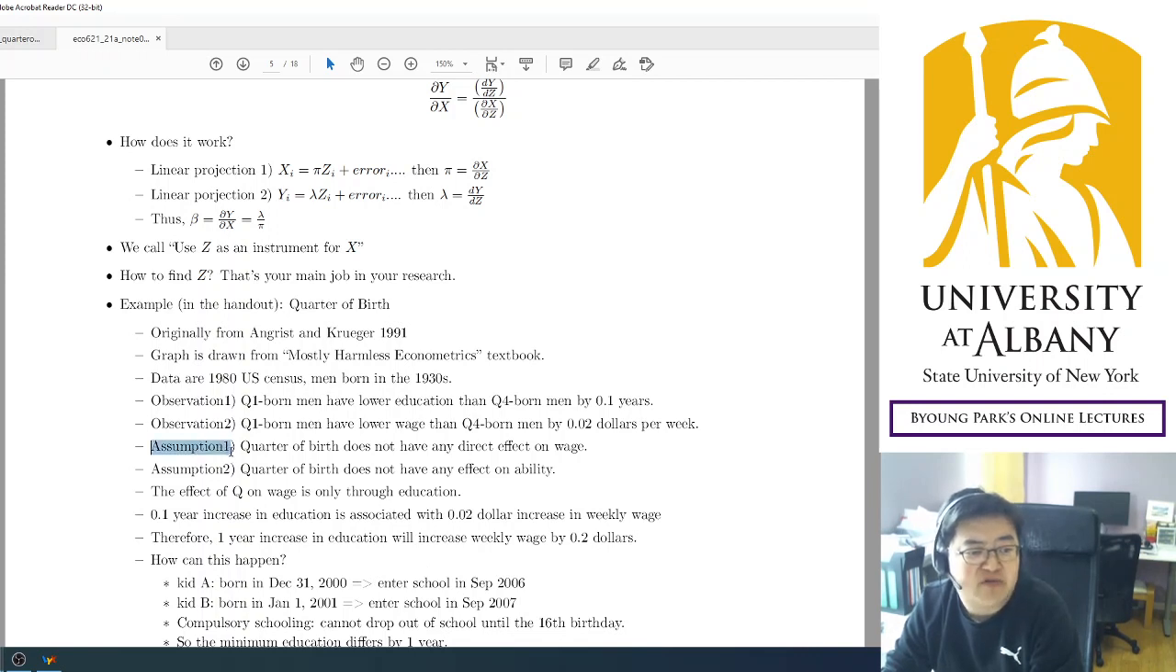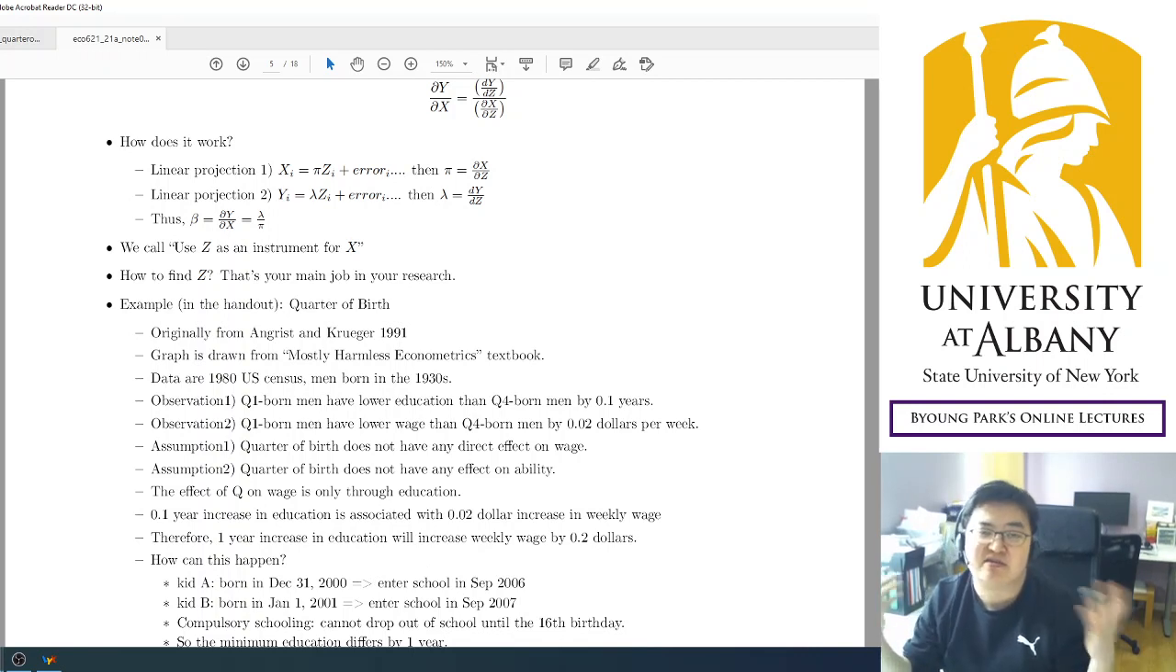The first assumption I would make is that quarter of birth does not have any direct effect on wage. I think it's pretty obvious. When you hire someone, your wage is not determined by your birthday, right? No one cares about your birthday when you negotiate the salary. So quarter of birth has no direct effect.